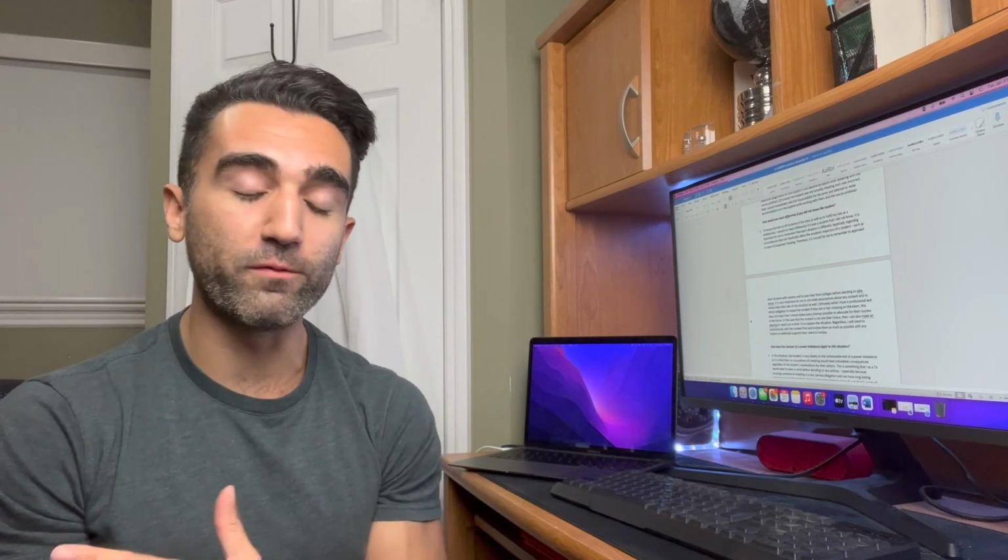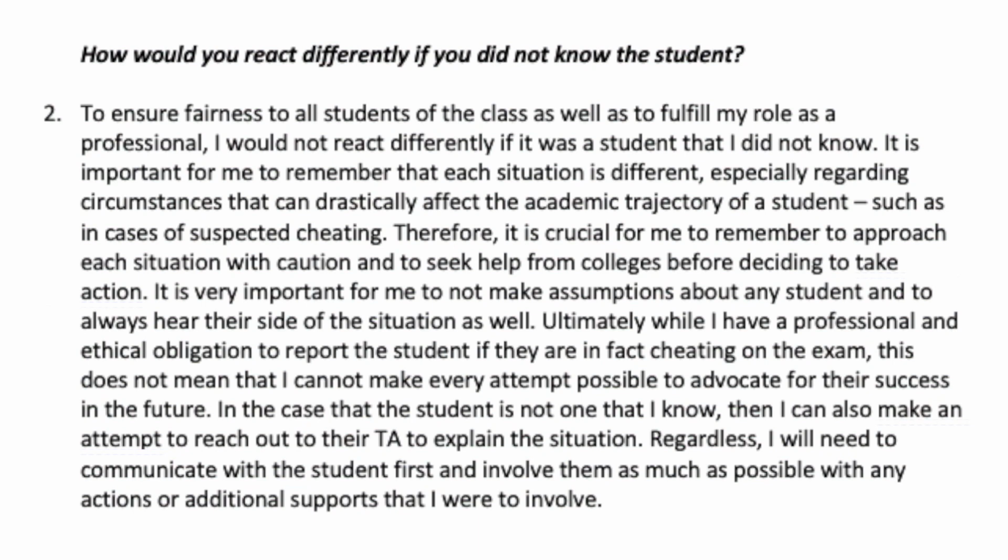Keeping in mind that the original prompt was that you had a good relationship with the student, they came for tutoring and you had followed them as their TA. But to ensure fairness to all students of the class, as well as to fulfill my role as a professional, I would not react differently if it was a student that I did not know. It is important for me to remember that each situation is different, especially regarding circumstances that can drastically affect the academic trajectory of a student, such as in cases of suspected cheating.